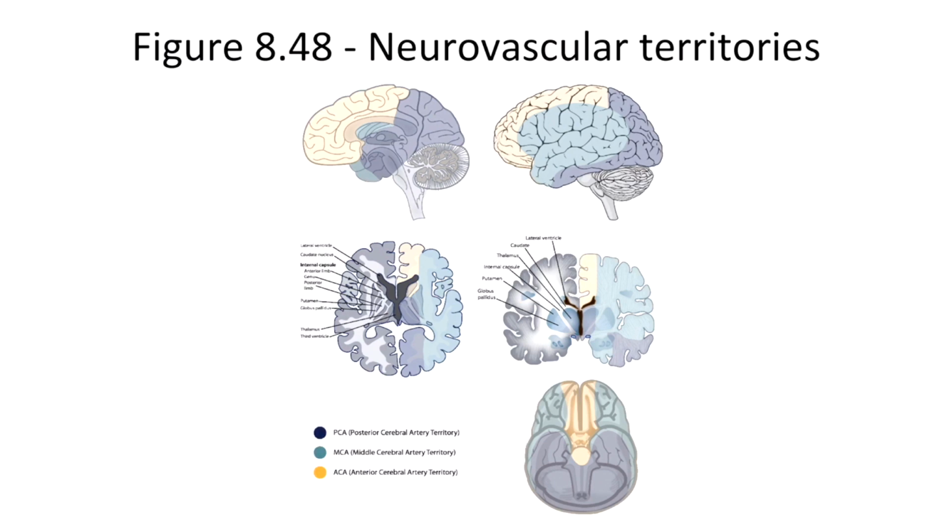Notice that only the vascular territories of 3 arteries are shown in this figure: the posterior cerebral artery, the middle cerebral artery, and the anterior cerebral artery. As we go through each component of this figure, I won't read the labels to you, but hopefully you'll pause the video and take some time to memorize what arteries supply the different territories of the brain.